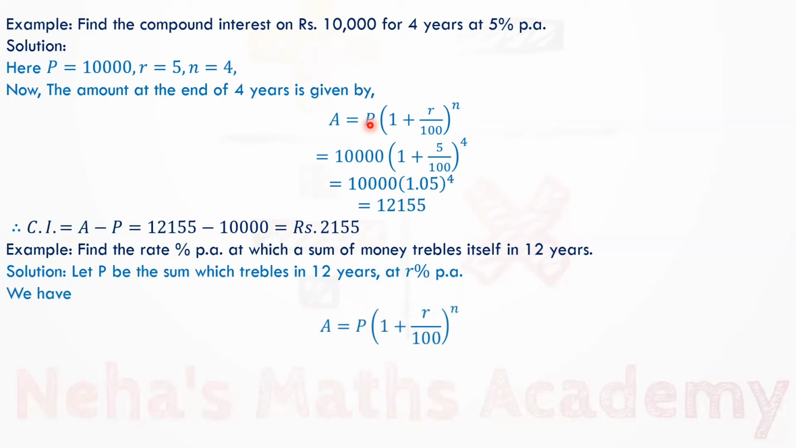We have this formula, A is equal to P into (1 plus R upon 100) raised to N. So, if P is the principal amount, the amount after 12 years will be 3 times the principal amount, because in the question it is given that the sum of money triples itself in 12 years. So it will be 3P, then R is as it is, as we have to find R percent per annum, and N is given to be 12.